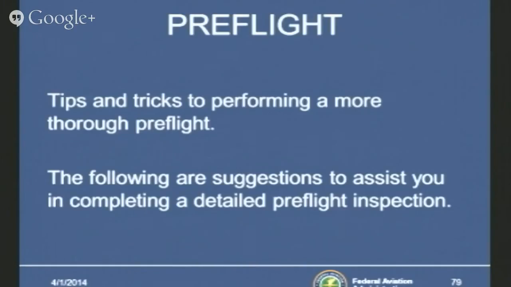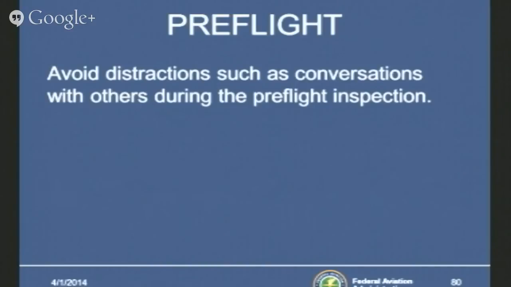So in light of that, we're going to talk a little bit about some tips and tricks in performing your pre-flight, and then suggestions to help you complete a very detailed pre-flight inspection. Distractions are the largest factors in forgetting items on your pre-flight inspection. Conversations and cell phone calls should be eliminated during the pre-flight. Use of a checklist will assist you in not forgetting an item, and if you're inadvertently interrupted, always go back a few steps and restart the inspection from there.